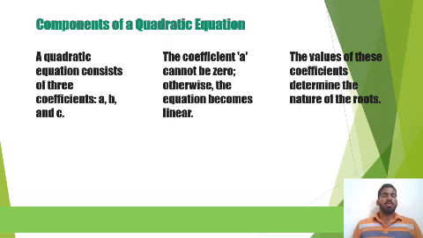Coming to the components of a quadratic equation, it consists of three coefficients a, b and c. The coefficient a cannot be 0, otherwise the equation becomes linear. The values of these coefficients determine the nature of the roots.